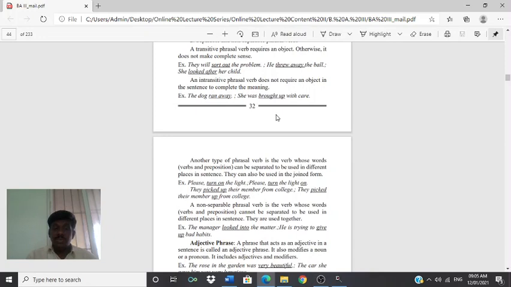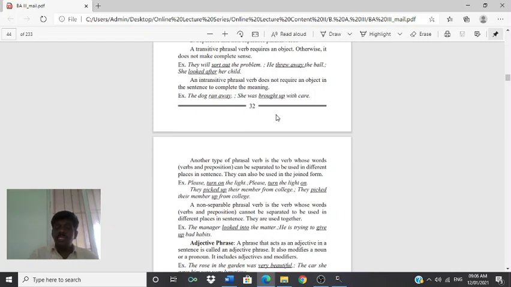For example, please turn on the light, please turn the light on. You can understand the phrasal verb turn on; we have separated this turn and on. So please turn the light on. Or, they picked up their member from college, they picked their member up from their college. So this is what you can call separable. The two particles of a phrasal verb can be separated. So this is a new type, that is separable phrasal verbs.